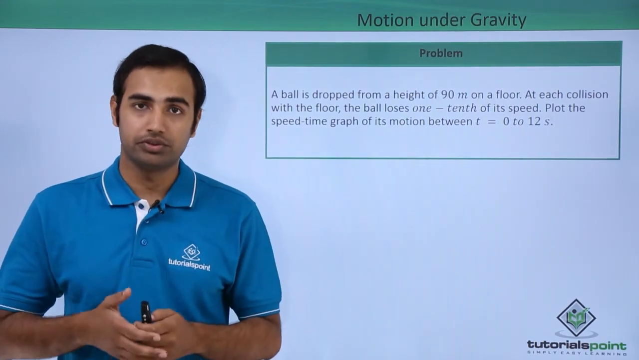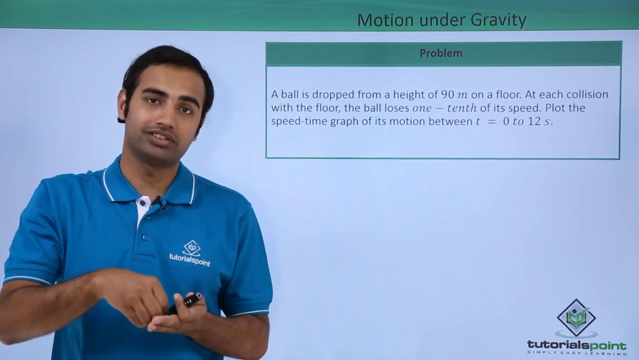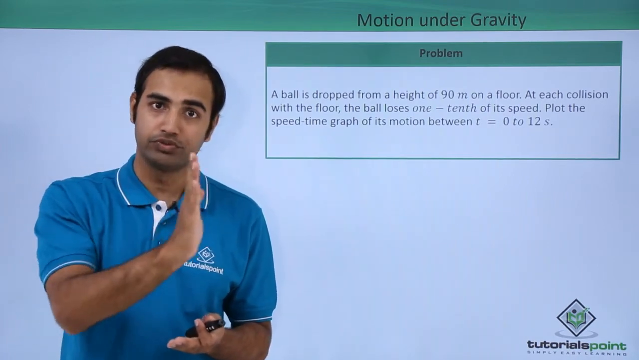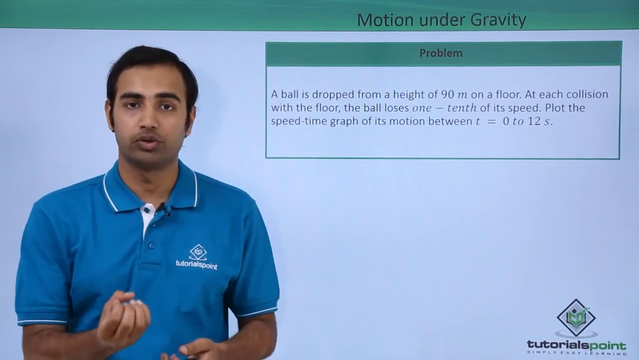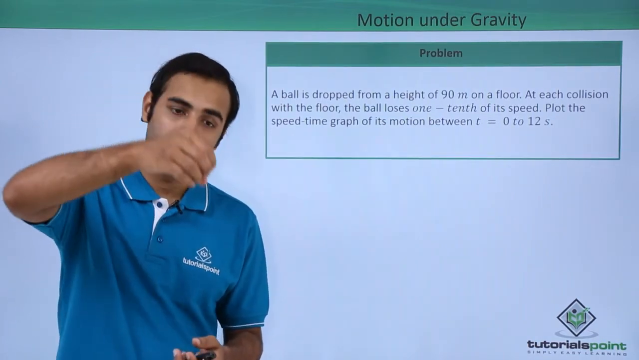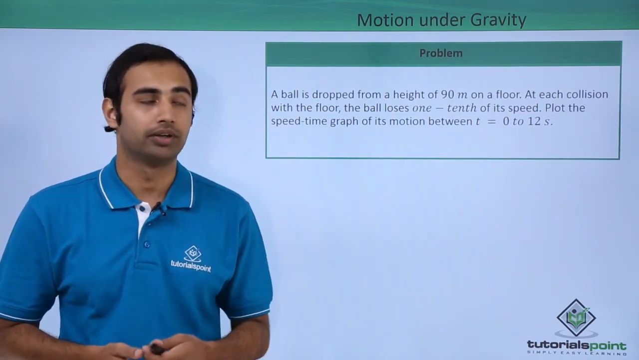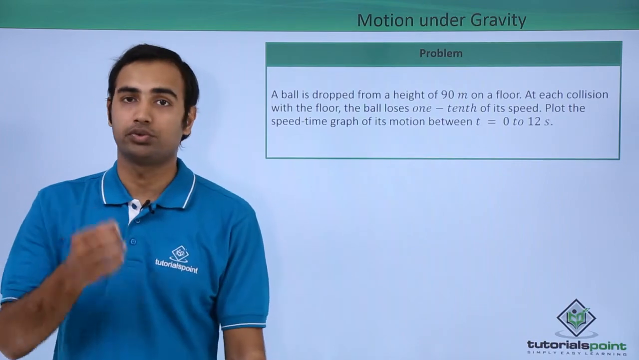The first thing we should know is that when the ball comes and drops and hits the floor, it loses 1/10 of its speed. Meaning if it's coming with speed v, it will lose v/10 of its speed. So what is the speed remaining? 9v/10. So it will go up with 9v/10, come back and once again lose 1/10 of its speed, and like that it will keep on doing. Now we are supposed to find out the speed time graph between 0 to 12 seconds.